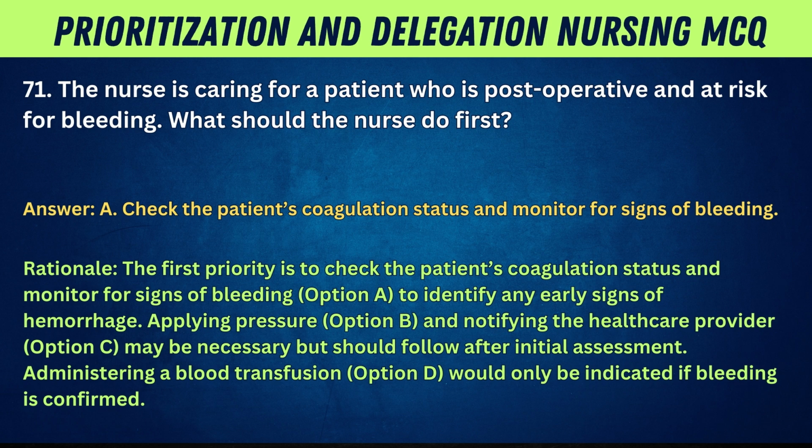Rationale. The first priority is to check the patient's coagulation status and monitor for signs of bleeding, option A, to identify any early signs of hemorrhage. Applying pressure, option B, and notifying the healthcare provider, option C, may be necessary but should follow after initial assessment. Administering a blood transfusion, option D, would only be indicated if bleeding is confirmed.